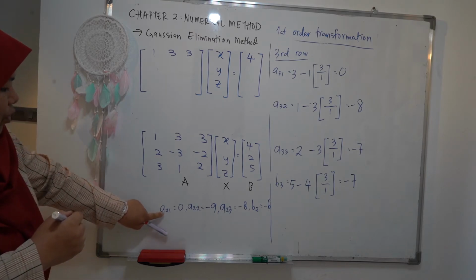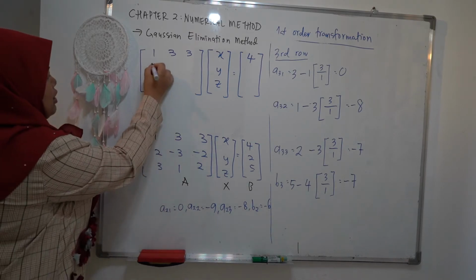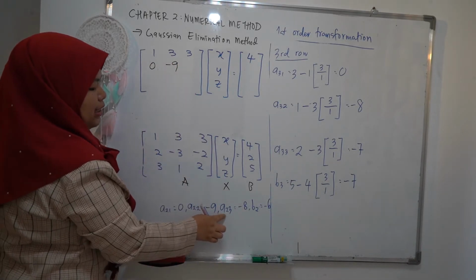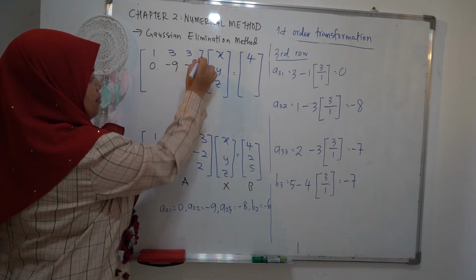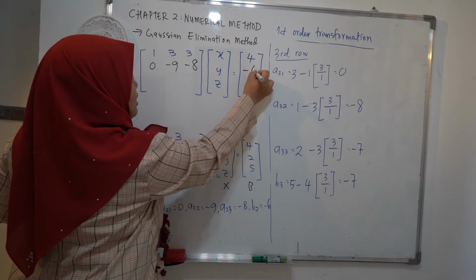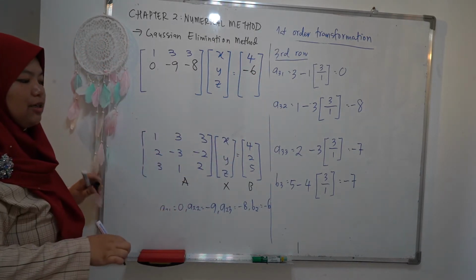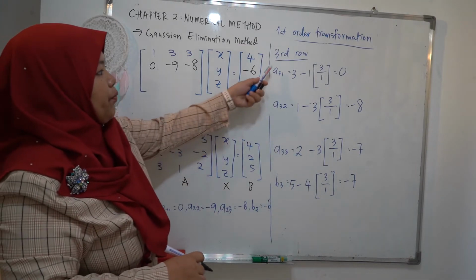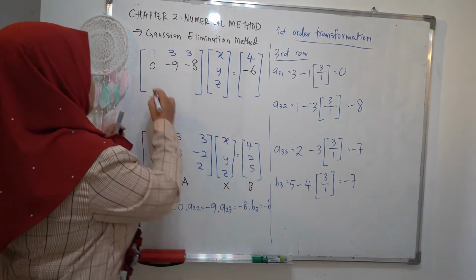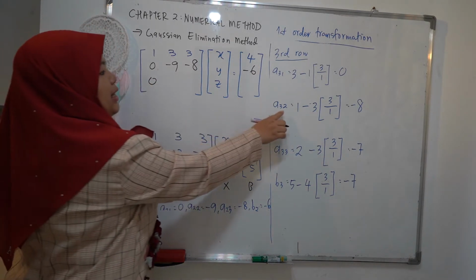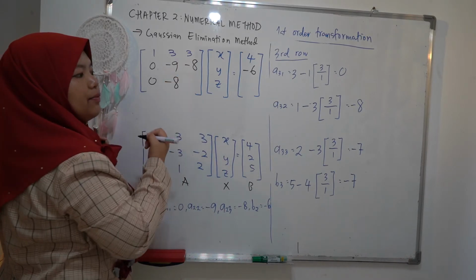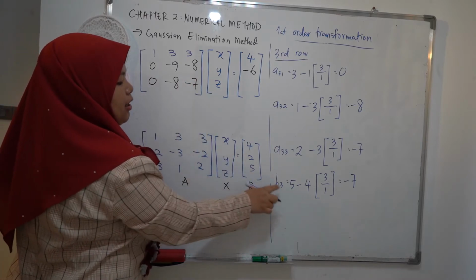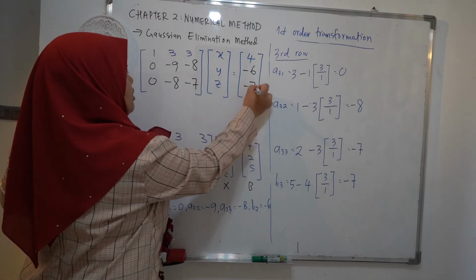For the second row, I start with A21, which is 0. A22 is negative 9. A23 is negative 8. B2 is negative 6. This is the number that we already calculated. How about the third row? Third row, A31 is 0. A32 is negative 8. A33 is negative 7. B3 is negative 7.